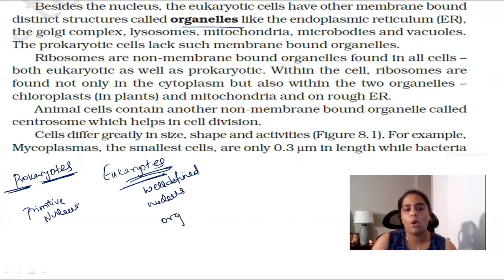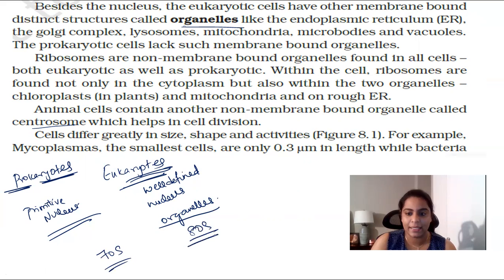Then we have a lot of organelles over here, like endoplasmic reticulum, plasma membrane, smooth endoplasmic reticulum, rough endoplasmic reticulum, vacuoles, lysosomes, and microbodies, as well as different centrosomes and other organelles. But prokaryotes are primitive, and they have 70S ribosomes, and eukaryotes have 80S ribosomes, okay?